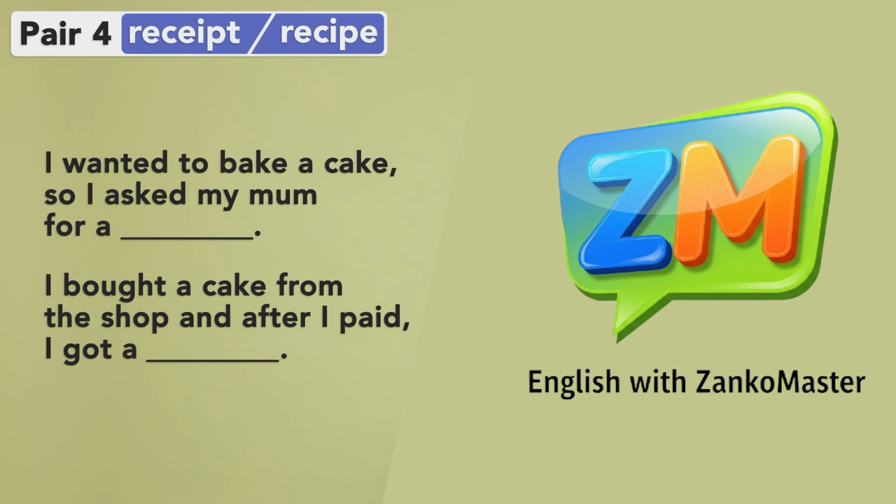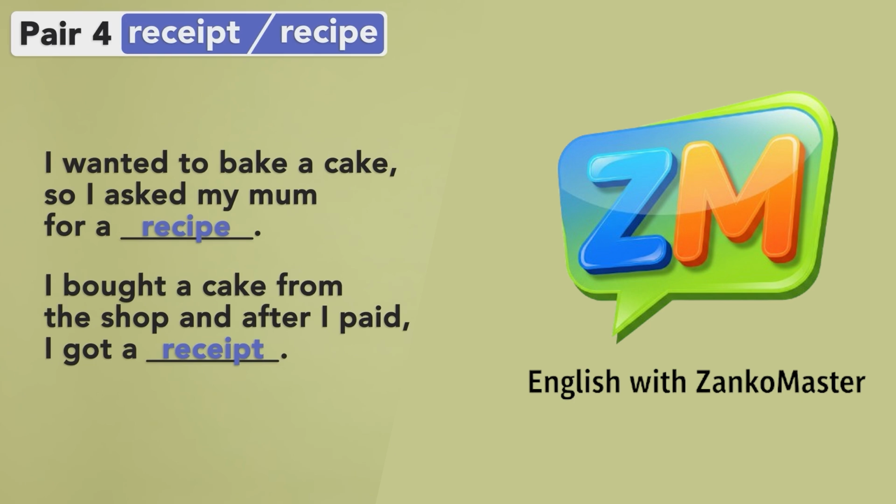Teacher mode. Our next pair of confusing words is... I want you to think about how you would pronounce them. We have receipt and recipe. Let's see if you can put the right word in these sentences. I wanted to bake a cake, so I asked my mom for a... I bought a cake from the shop, and after I paid, I got a... Have a think. In the first gap, we have recipe. And of course, in the second, receipt.